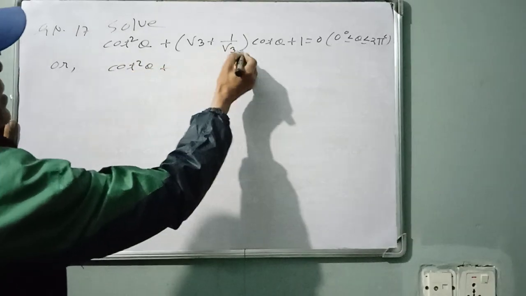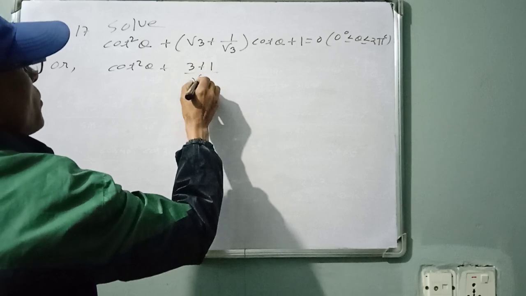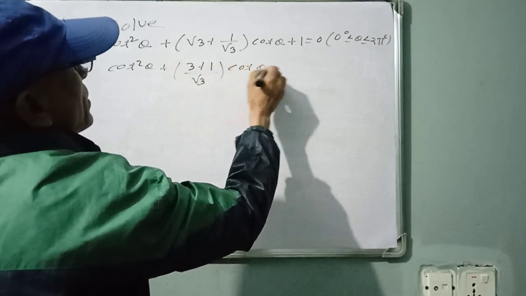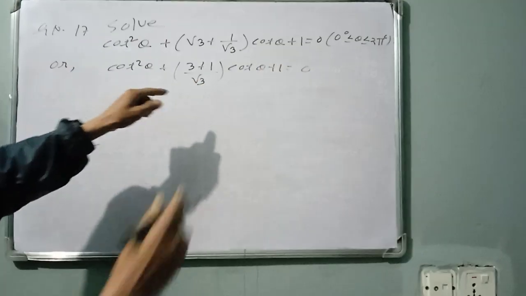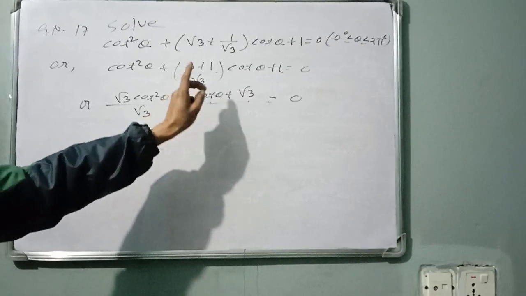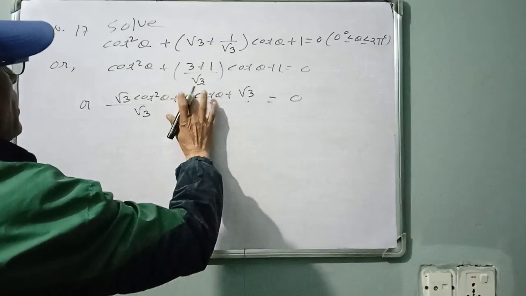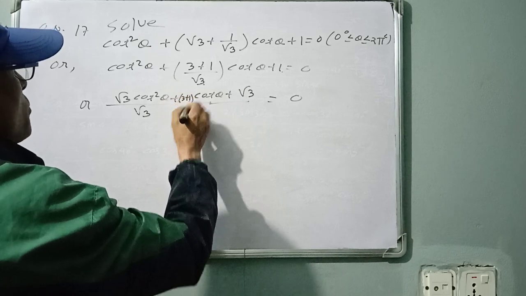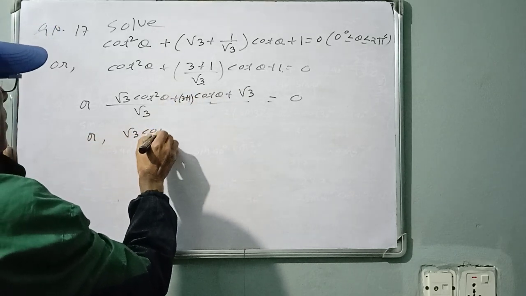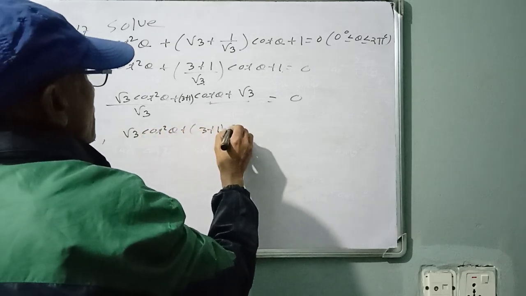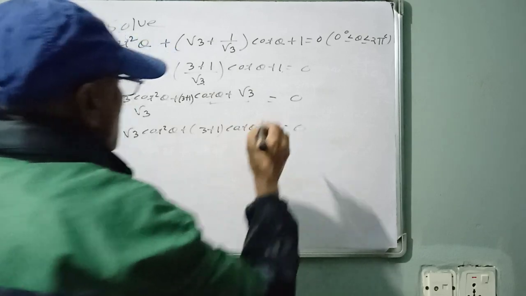Cot square theta plus LCM root 3 into root 3, 3, plus 1 upon root 3 into cot theta plus 1 equal 0. Again take LCM: root 3 cot square theta plus (3 plus 1) cot theta plus root 3 equal 0. You can change 3 plus 1, but it is not necessary, because root 3 into root 3 is 3. So it is better to write root 3 cot square theta plus (root 3 plus 1) cot theta plus root 3 equal 0.